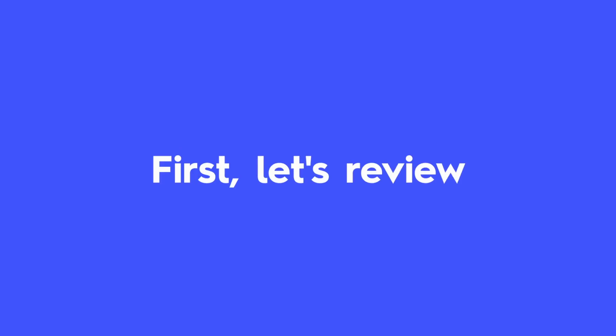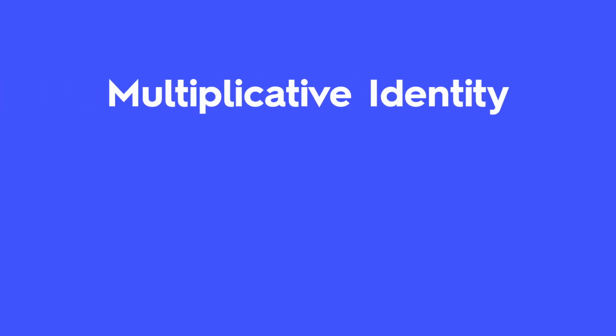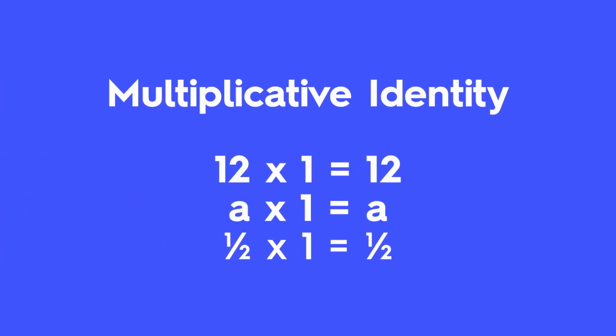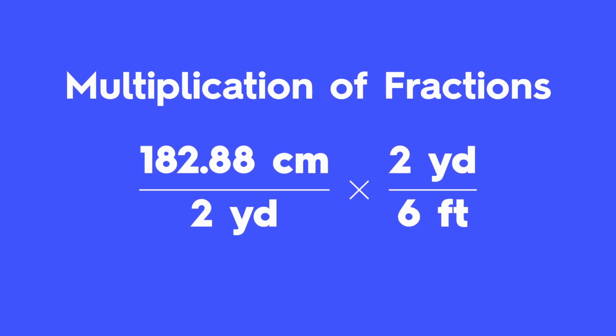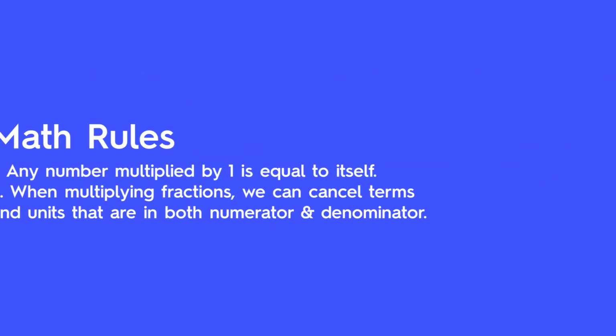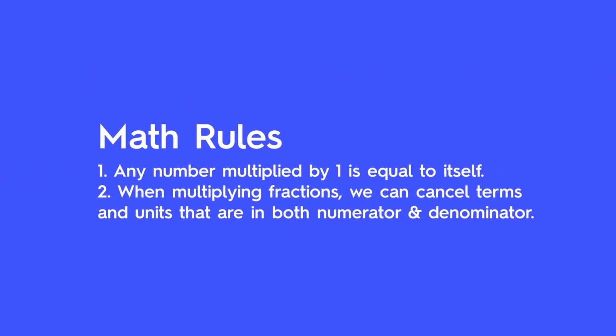First, let's review a couple of key math rules to help us along. Multiplying by 1 doesn't change a number's value. This is called the multiplicative identity. When multiplying fractions, we can cancel matching terms in the numerator and denominator, including units. With that in mind, let's explore unit conversion and dimensional analysis.